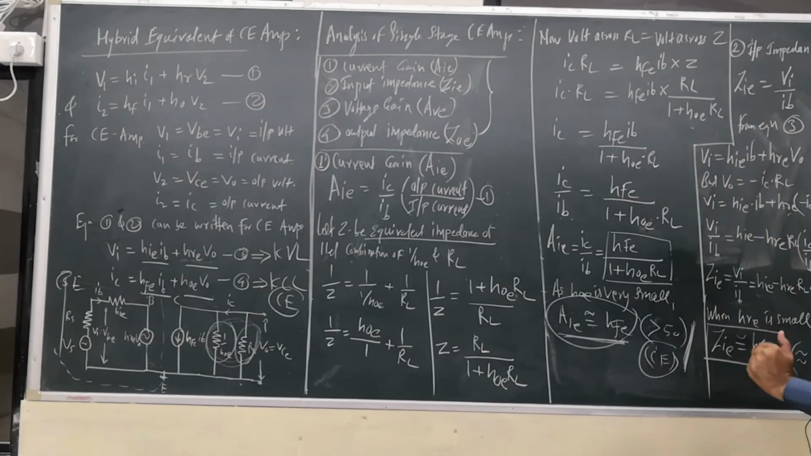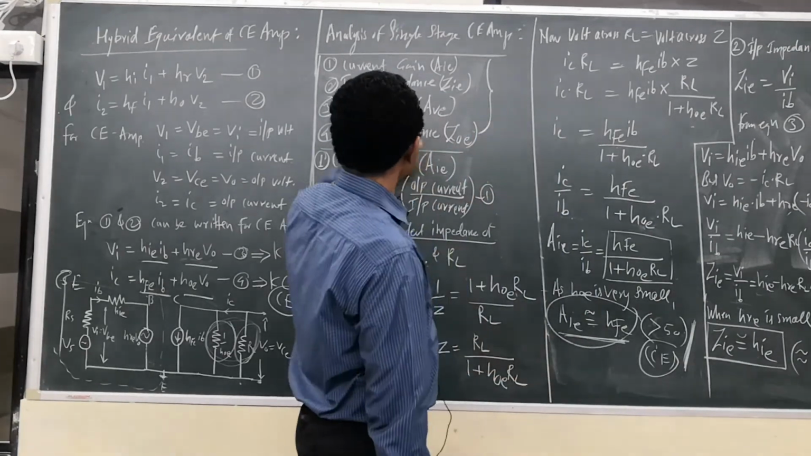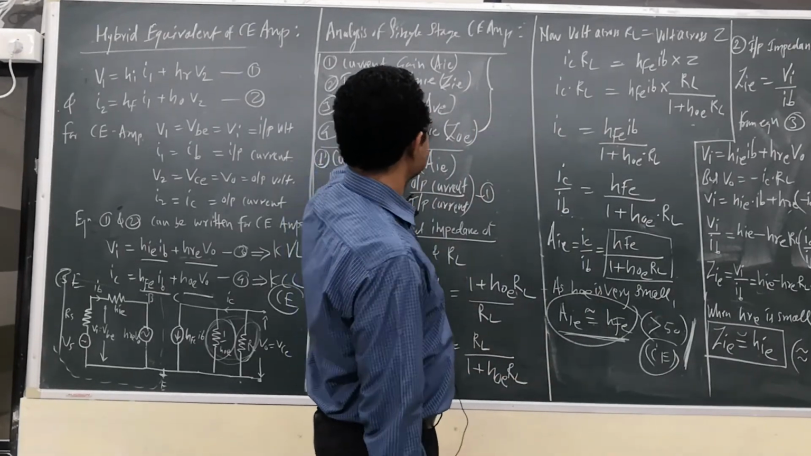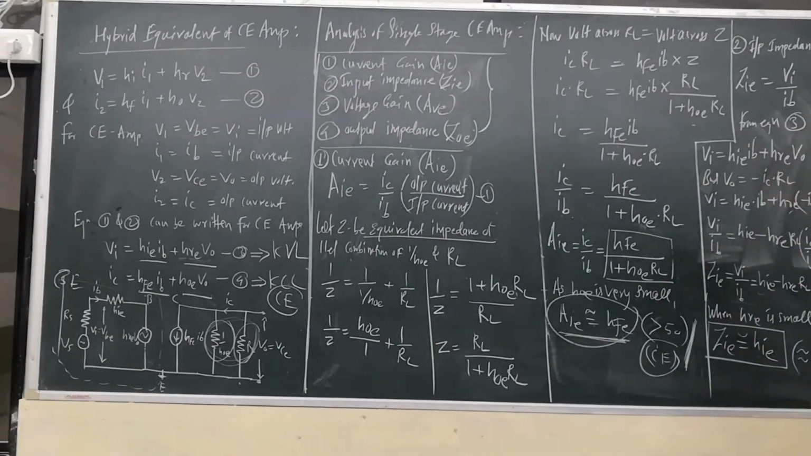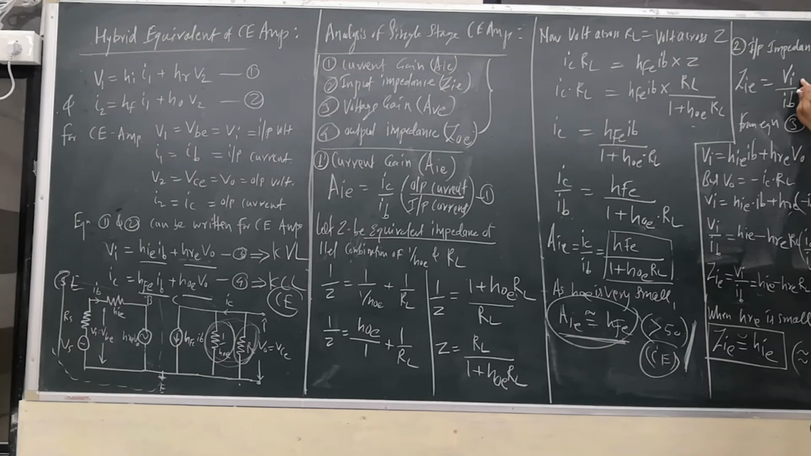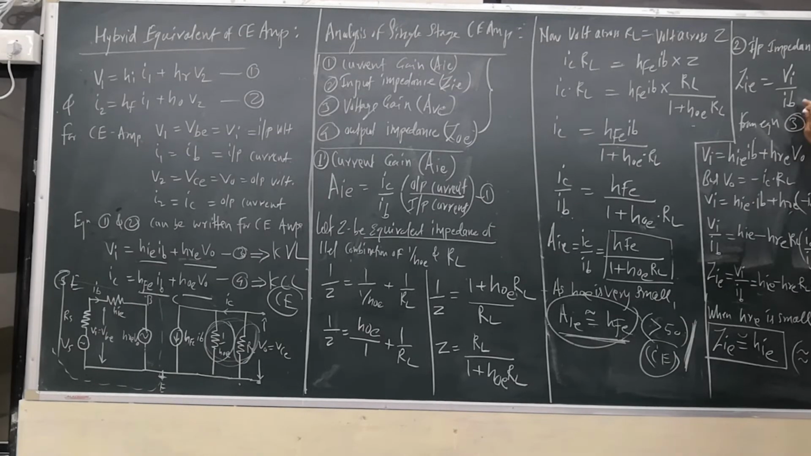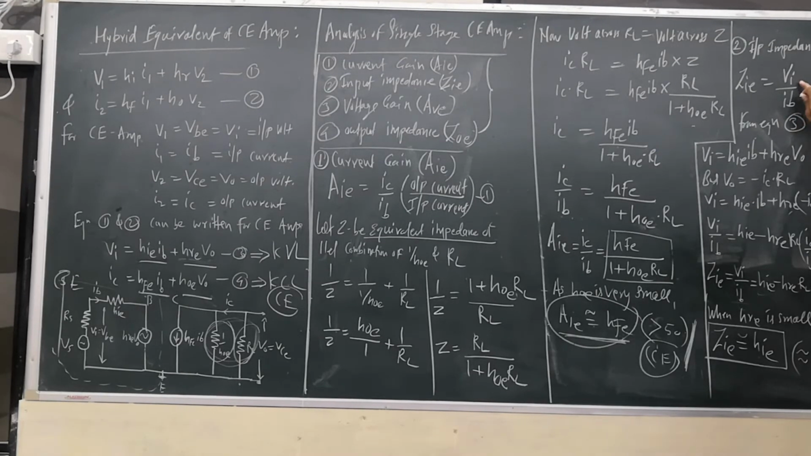Now we find the second one, that is the input impedance, ZIE. As the name suggests, the impedance is nothing but the resistance, and it is of the input, so it is the input resistance. What is the meaning of this? It is a simple ratio of input voltage to input current. So this is VI divided by IB, that is the input impedance.